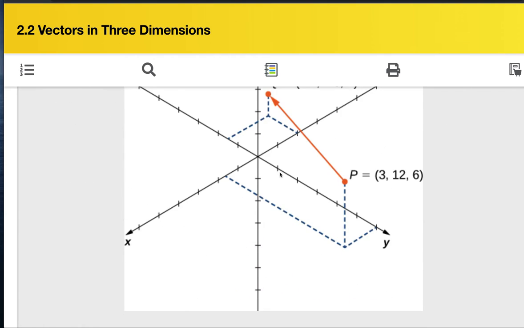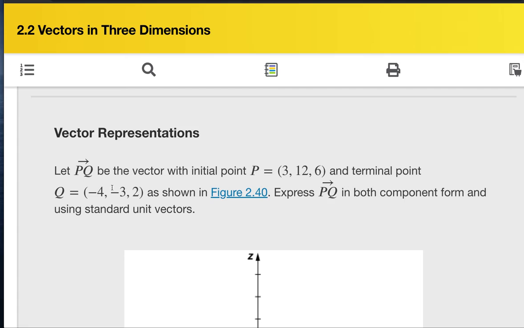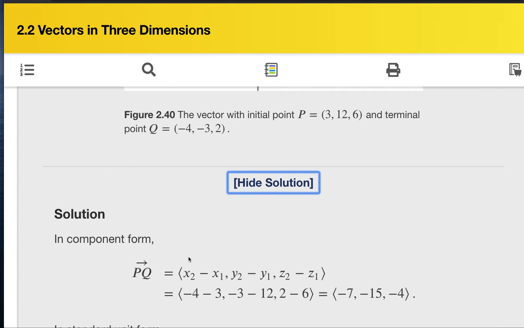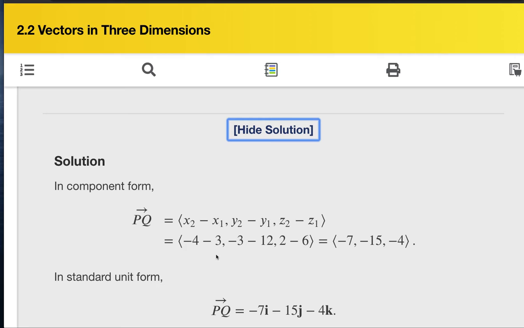So specifically, the vector pointing from P to Q, this is the vector from point P to Q, -7, -15, -4. Not a single ordered triple. It is a difference of those two ordered triples, and for the vector.